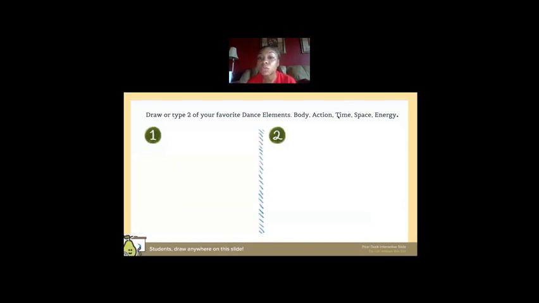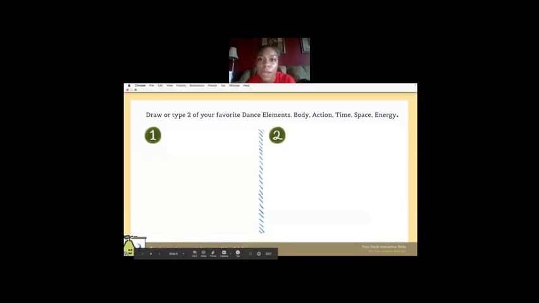Maybe for space, you draw... Remember when we did space, guys, I said draw yourself in your favorite shape because it shows that there's other space around you. And for energy, you can draw a light bulb or a lightning streak, okay? So I'll give you guys some time to do that. But it'll also help you remember exactly what these dance elements are.